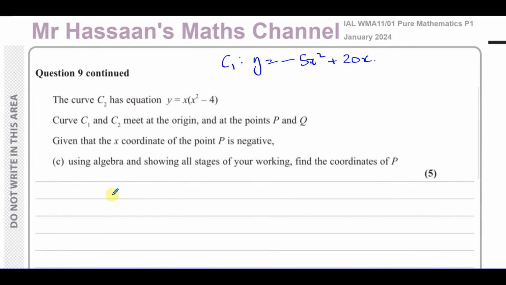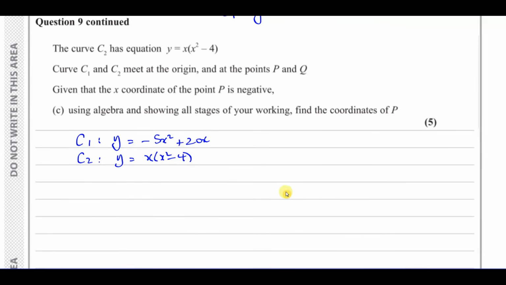And as we know, to find the points of intersection between 2 straight lines, 2 curves, whatever they are, you have to use simultaneous equations. So we have the equation of C1, which is y equals negative 5x squared plus 20x, and the equation of C2, which is y equals x times x squared minus 4. So to find where they intersect, you have to substitute one of the equations into the other. So I'm going to replace the y here with x times x squared minus 4, and therefore that will be equal to minus 5x squared plus 20x.